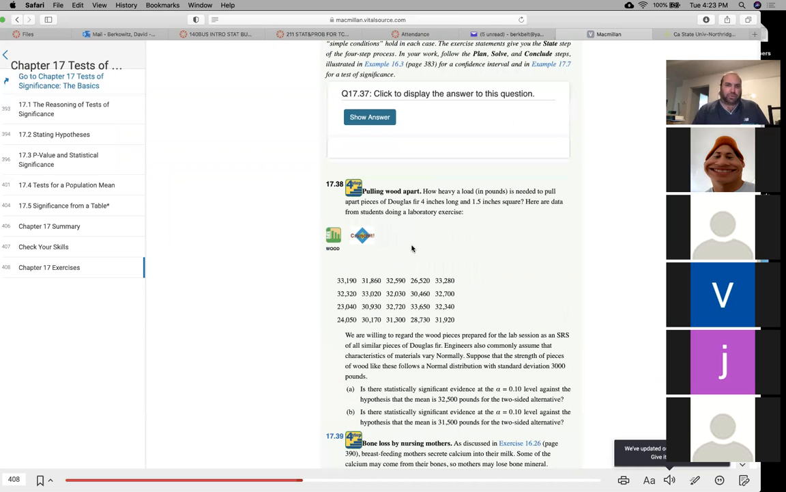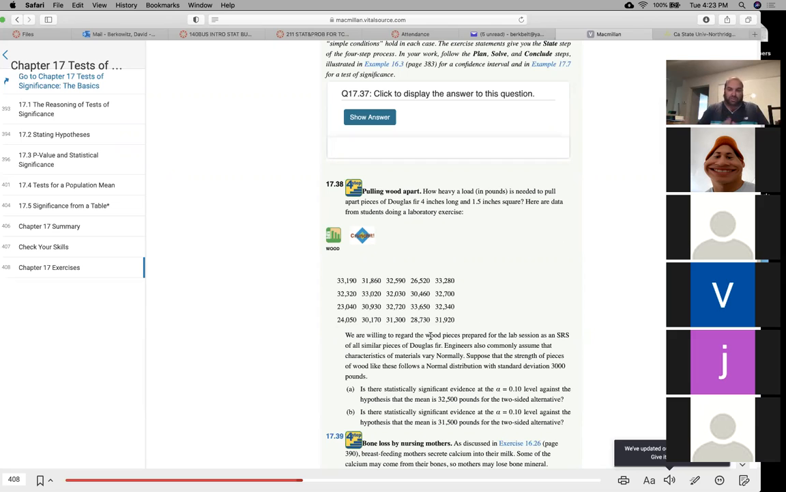All right, let's do number 38. Pulling wood apart. How heavy a load in pounds is needed to pull apart pieces of Douglas fir that are 4 inches long and 1.5 inches square? Here are data from students during a laboratory exercise. Here is the load in pounds needed to pull them apart. We are willing to regard the wood pieces prepared for the lab session as an SRS of all sample pieces of Douglas fir. Just assume it's the case.